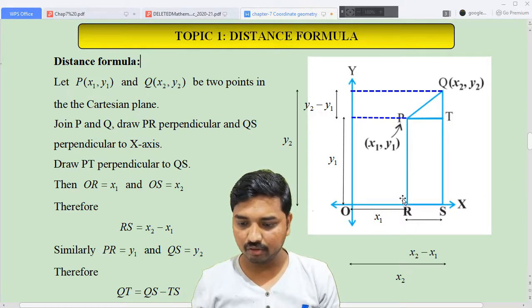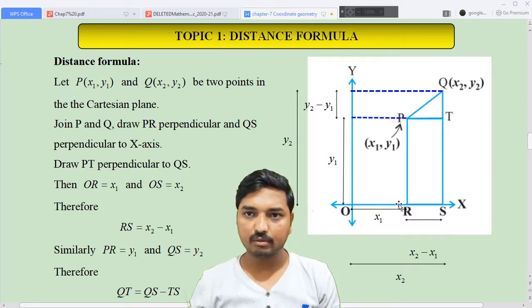Now look at here. PR, this is the perpendicular to what? X-axis. And this is QS. This is perpendicular to what? X-axis once again. Now look at here. This angle is 90 degrees, and this angle is also equal to 90 degrees, so that's why they are perpendicular.